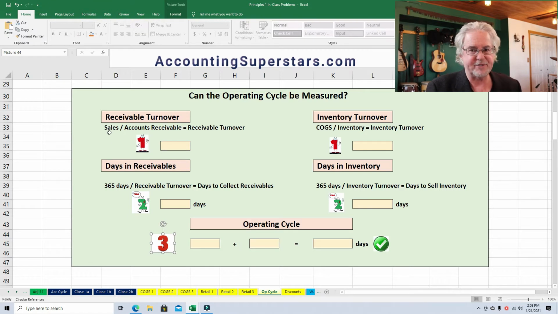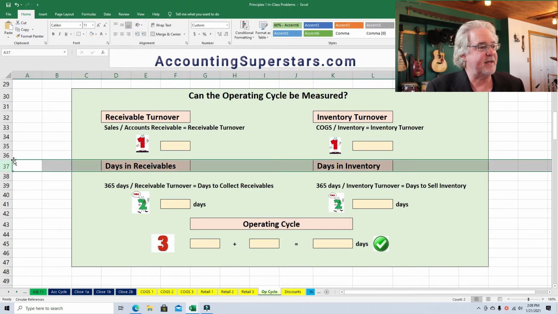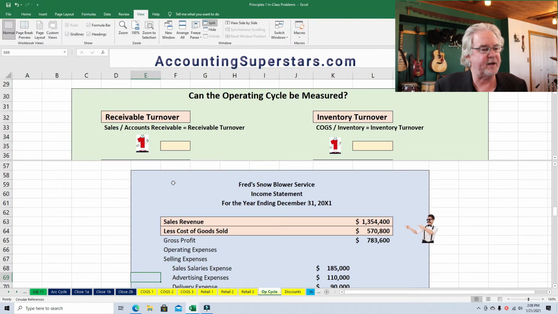Now, where can we find our sales? We can find the sales on the income statement. It's a financial statement. So what I'm going to do is split the screen here so we can find the income statement and the amount of sales. Here we are. I've got the income statement highlighted just to make it easy. So here we go. We've got sales revenue right here.